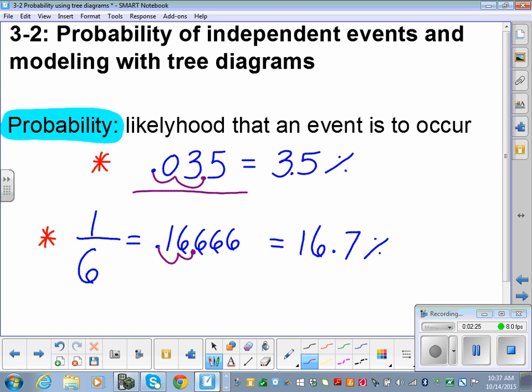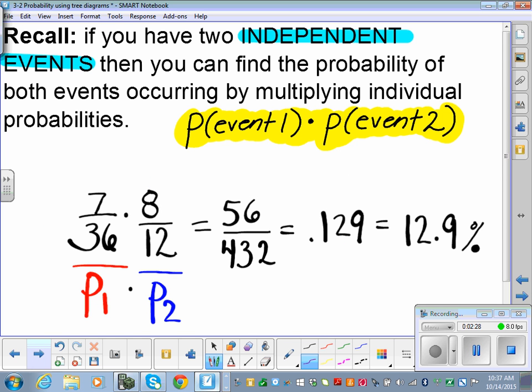Okay, awesome. Now, yesterday we learned that if you're dealing with 2 independent events, and we know independent means the first event doesn't affect the second event, the likelihood of the first event doesn't affect the likelihood of the second event. So recall that if you have 2 independent events, then you can find the probability of both events happening by multiplying the individual probabilities. So we can take the probability of event 1 times the probability of event 2. Did I say plus? No. So we don't add the probabilities. We multiply the individual probabilities.